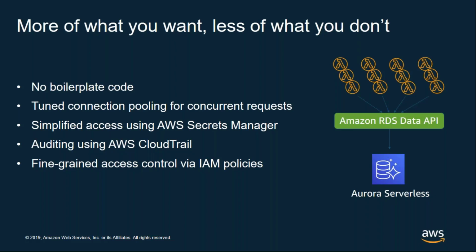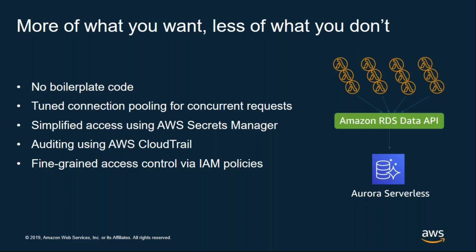We also give you end-to-end encryption with SSL to your database, along with CloudTrail auditing, so you can go in and understand what's happening on your database. And lastly, IAM policies let you restrict who can access the Data API and what they can pass in as request parameters. These are all the features that our customers told us they want, and we are constantly making more changes to Data API to support your needs.